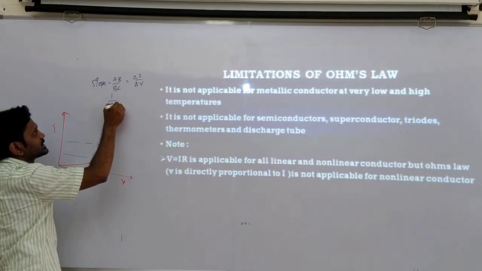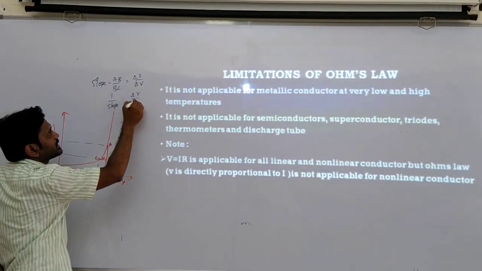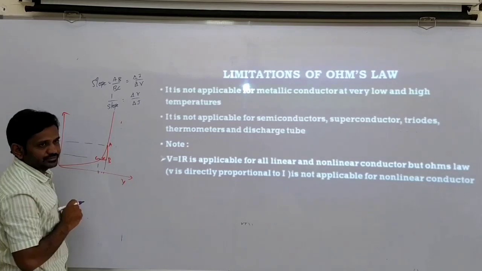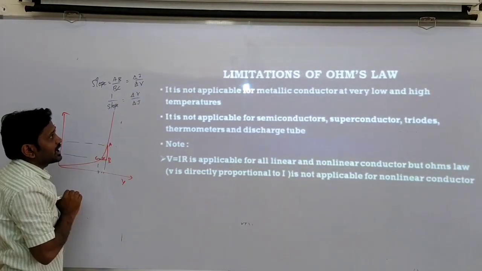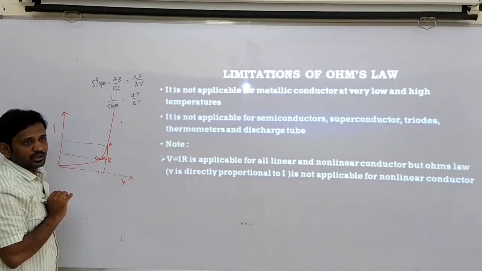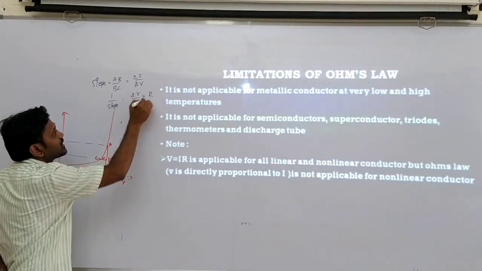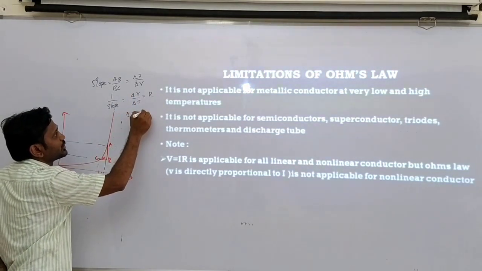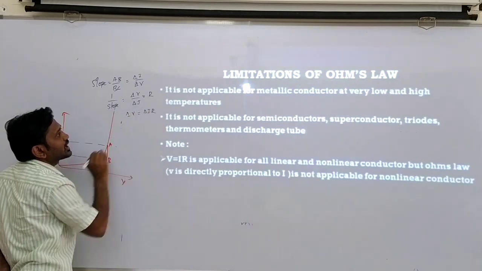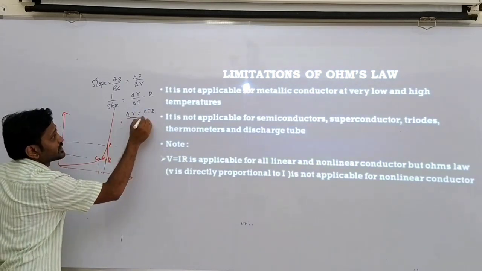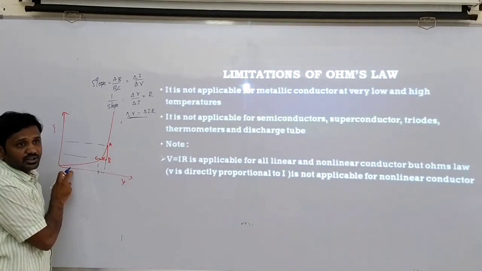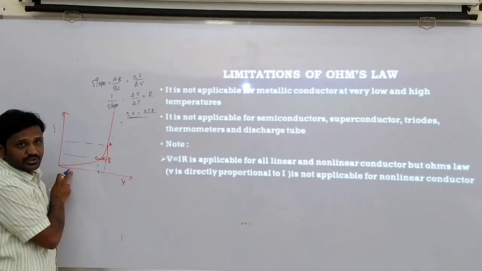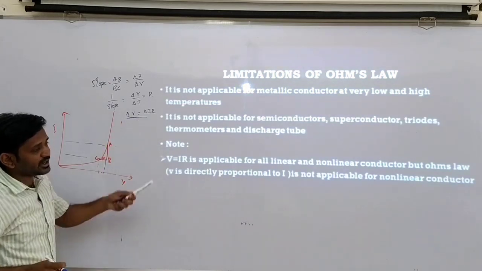Or the reciprocal of this slope: 1 by slope is equal to delta V divided by delta I. What is meant by delta V divided by delta I? It is equal to resistance R. Or delta V is equal to delta I into R. So V is equal to IR is applicable for non-linear conductor. It is also applicable for linear.